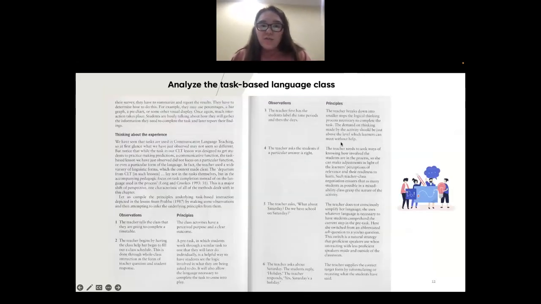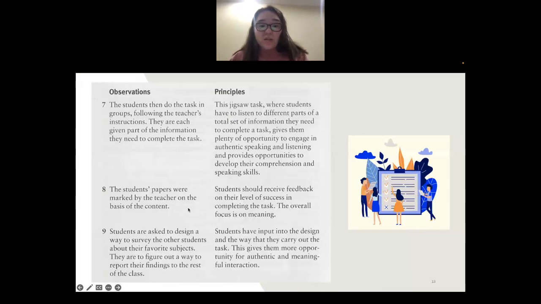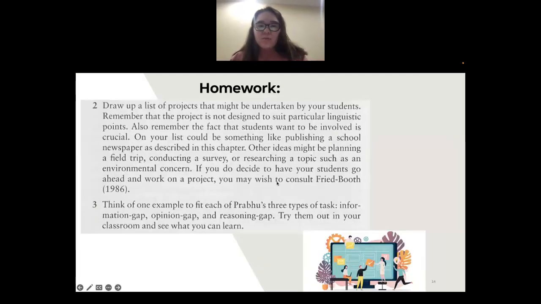So could you please analyze a task-based language class by yourself, and we will discuss it on Friday, okay? For example, the lesson started with the teacher telling the class that they are going to complete the timetable. Please analyze it at home, okay? There are 7 stages of this class. So homework also, could you please think about these 2 homeworks?